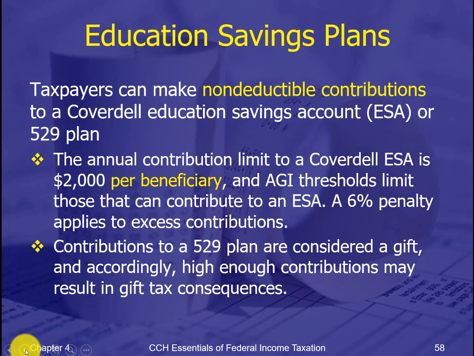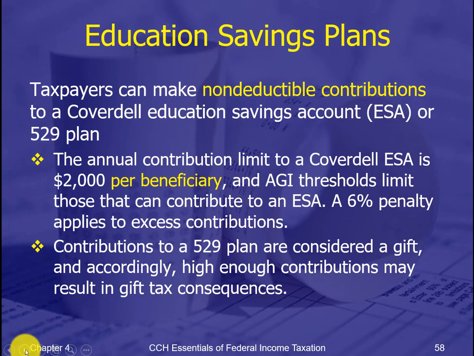Education savings plans. These are money you put aside to pay for education expenses in the future. CESA or Coverdell accounts, $2,000 per beneficiary. These are not deductible. There's a 6% penalty on excess if you put in more than that. You can do that per beneficiary, so in theory, if you had 10 grandkids, you could set one up and give $2,000 per grandchild, $20,000 total.